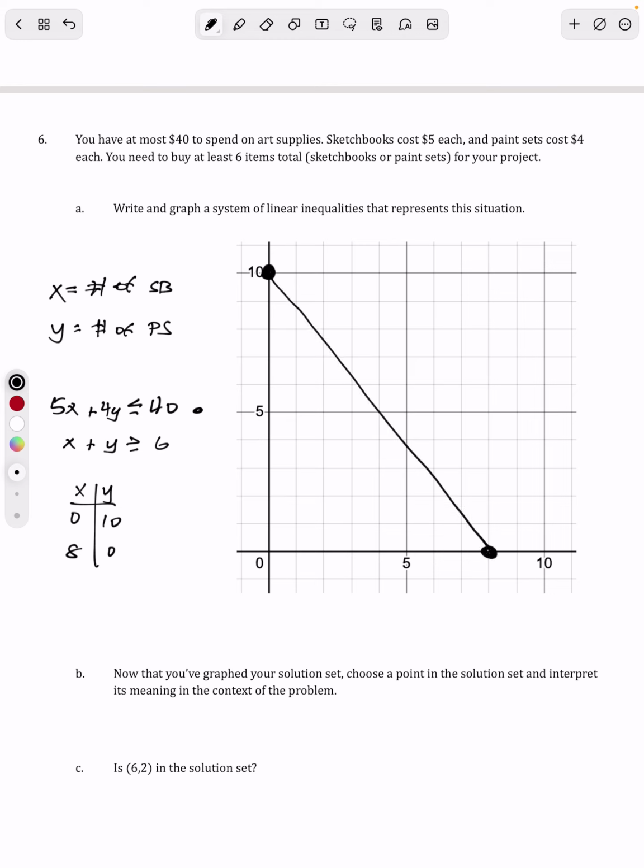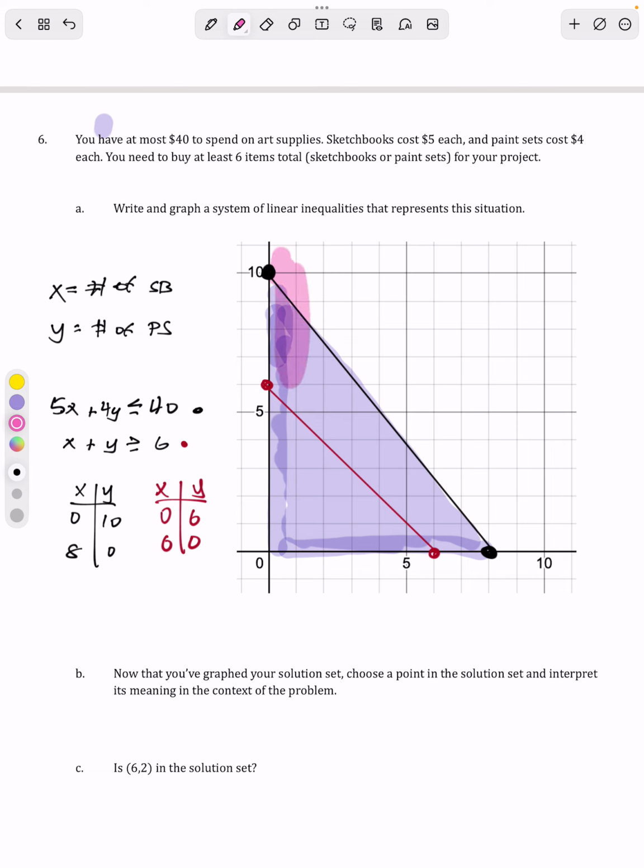And my second one I'll do in red. The x and y intercepts are both 6, aren't they? 0, 6 and 6, 0. So I got 6 here and 6 there. Can I do a straight line? Yes, I can. And I'll do this one highlighted in pink. And it's going to be above. And you can see the overlap is just the in-between area, just like on the homework.